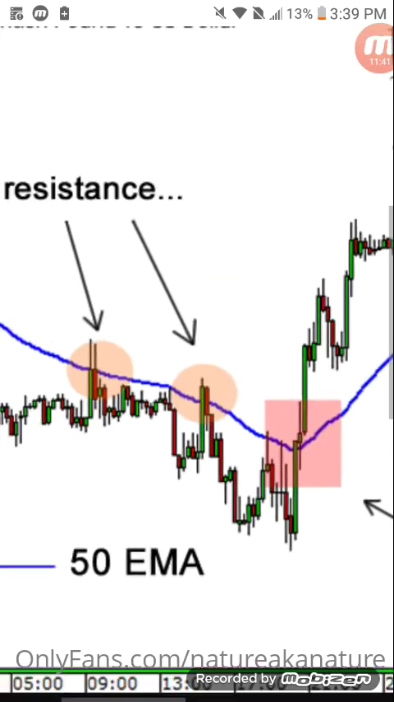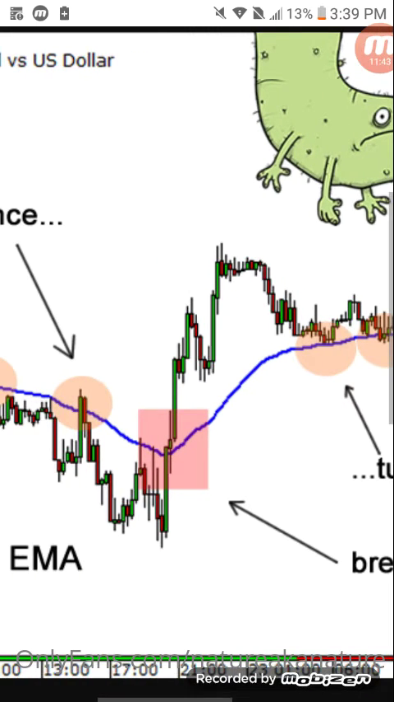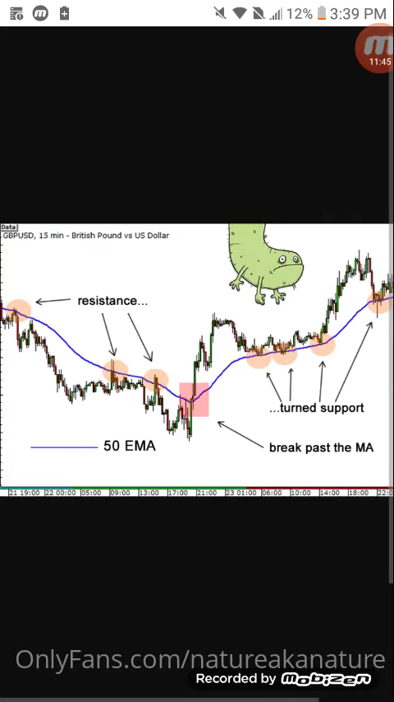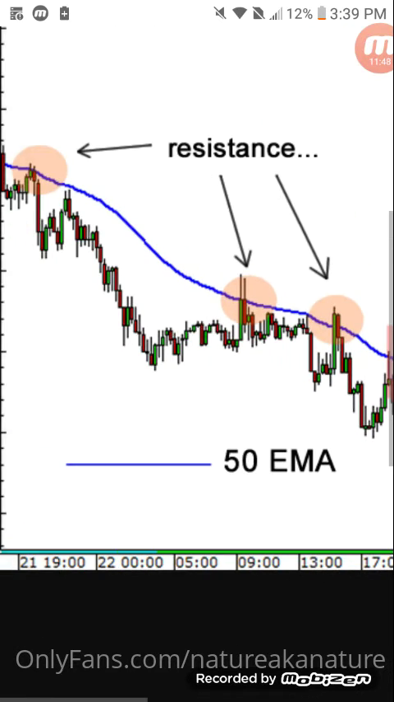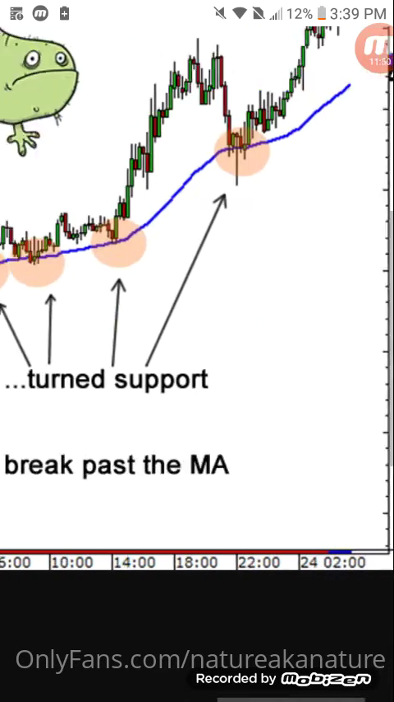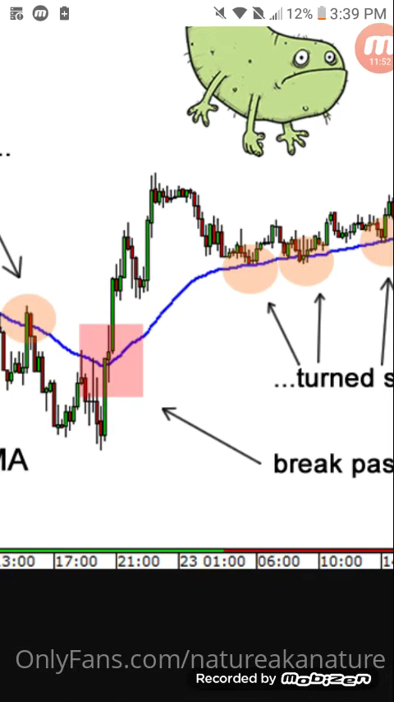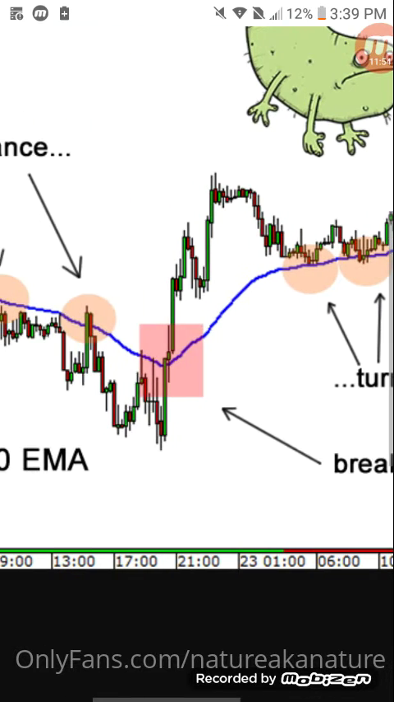Okay, then we come over here. This is when the moving average crossover comes. It was resistance here, we have resistance here, okay, then eventually we have a break past the EMA. Eventually, this is what can happen. Price can reverse and break through. So this is what happens.